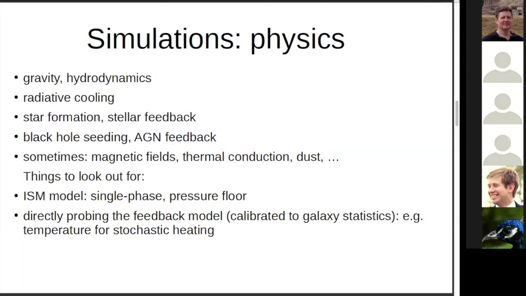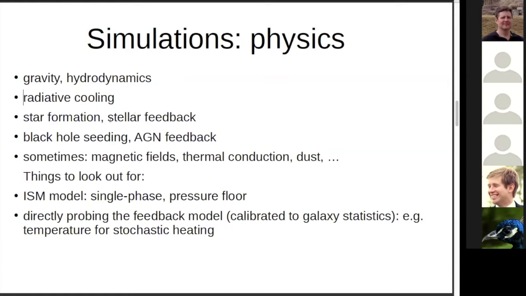You have star formation because you want to form stars, but you also need stellar feedback. Otherwise, what happens is gas cools into the center of the galaxy, it forms stars, and it just keeps forming stars. If you look at the galaxy stellar mass distribution, they end up way too massive. So you also need to model supernovae going off. And for the enrichment, Eagle also has AGB winds and type Ia supernovae.